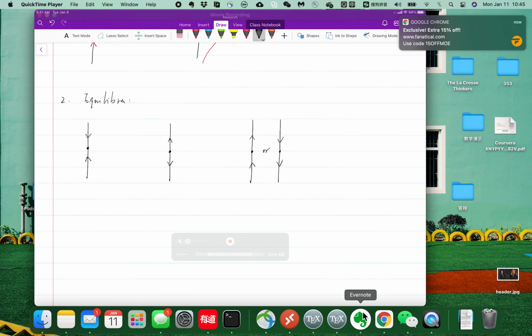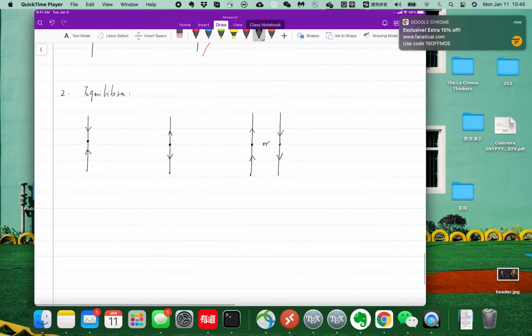Okay, and what's so special about them? Well, this one you can see, here things don't change. But if things are a little bit away from here, things get pulled, attracted back to where this is. So we call this a sink, or we can say it's like an attractor.